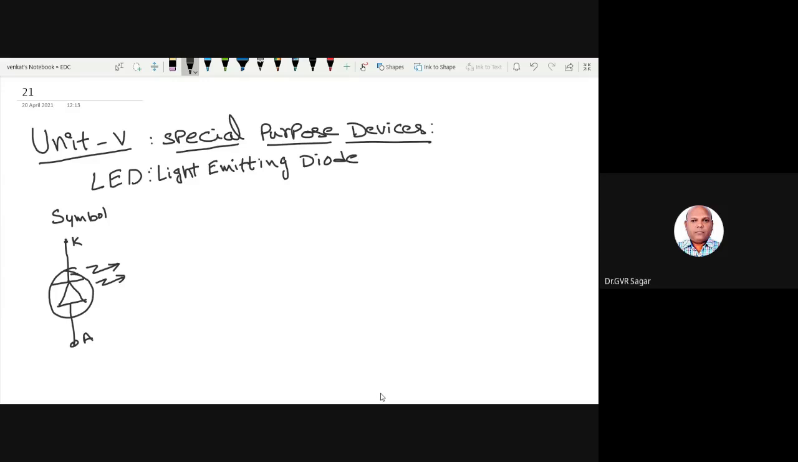So LED is an optical diode. LED is an optical diode which emits light when it is forward biased. See the symbol here. It is a simple diode symbol, consisting of a cathode and anode, right? And when it is forward biased, light is emitted. How is this light emitted? When the junction is forward biased, what happens?